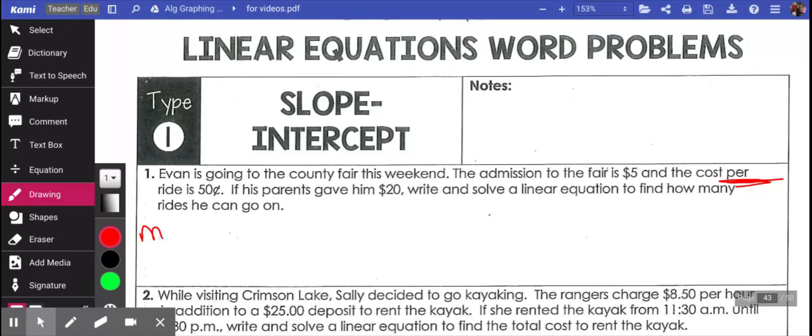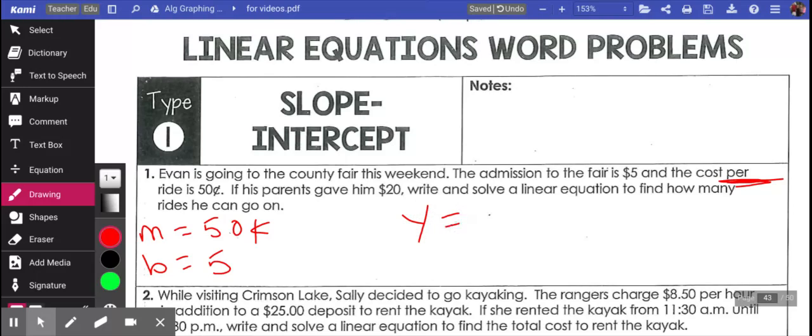And I'm going to use M for slope. That's your key, that is the slope. And then the admission, your $5, that would be your y-intercept. So write and solve to find how many rides.